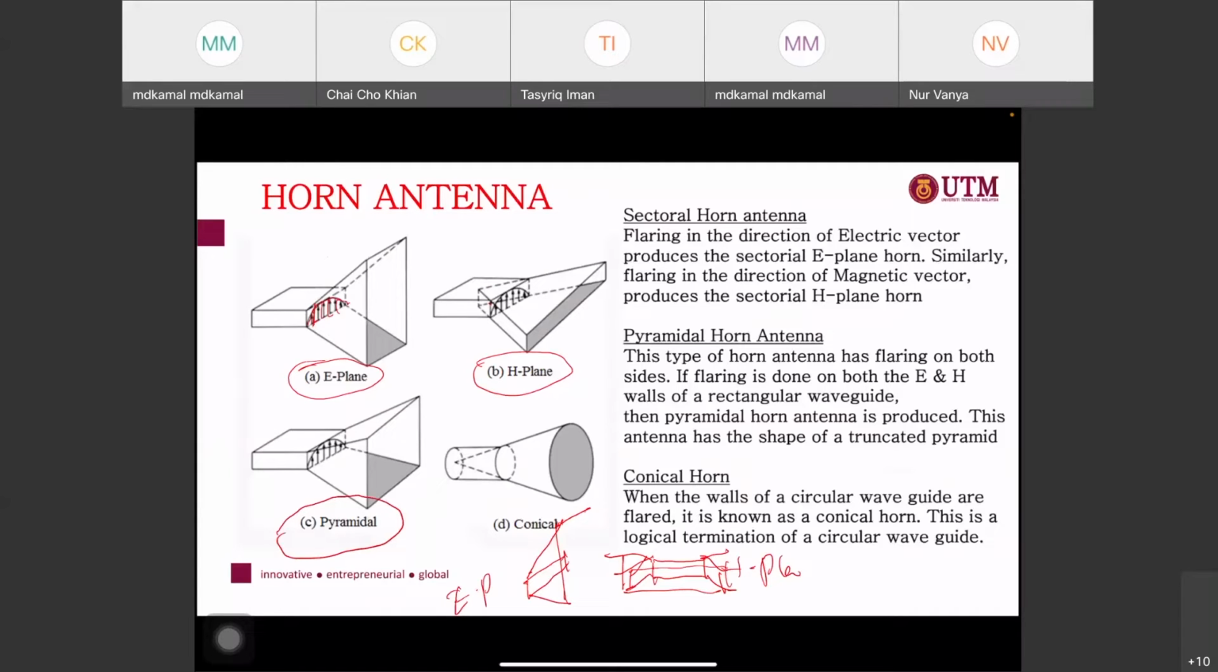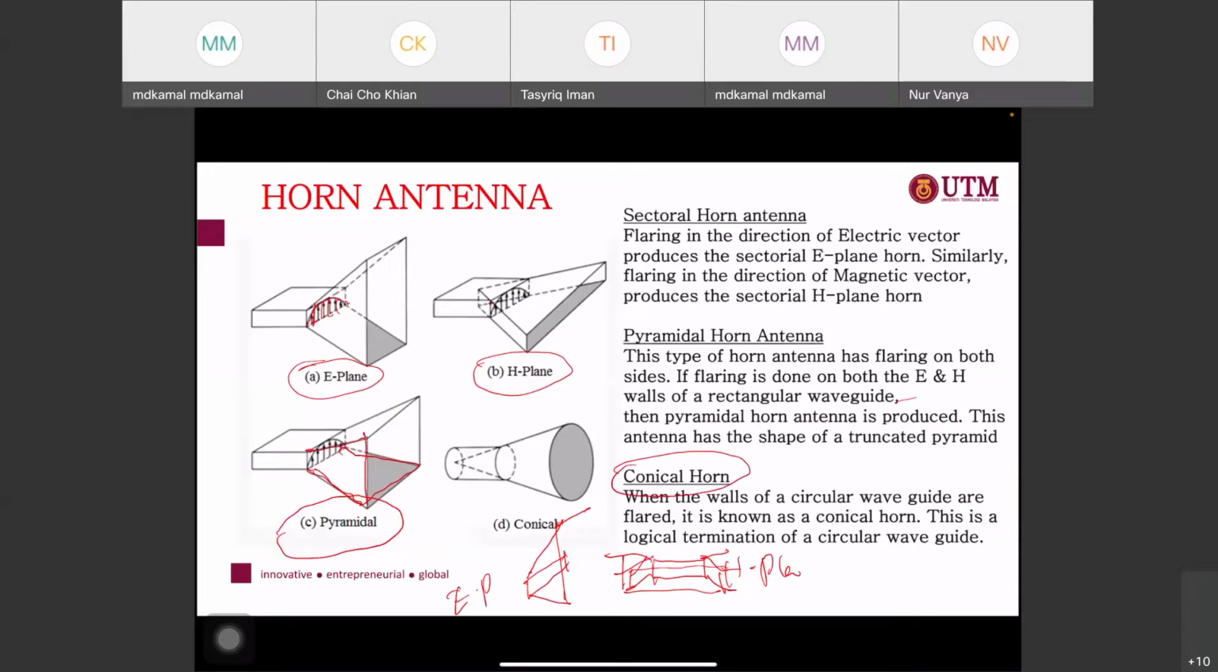This type of antenna has flaring on both sides. So you can have, you see, the E plane here as well as the H plane here. Okay, so this is the E plane and then this is the H plane. So you can have both. So this becomes the pyramid. So the pyramidal actually is a combination of both E plane and H plane of the rectangular. And we also have another type of horn antenna we call the conical.